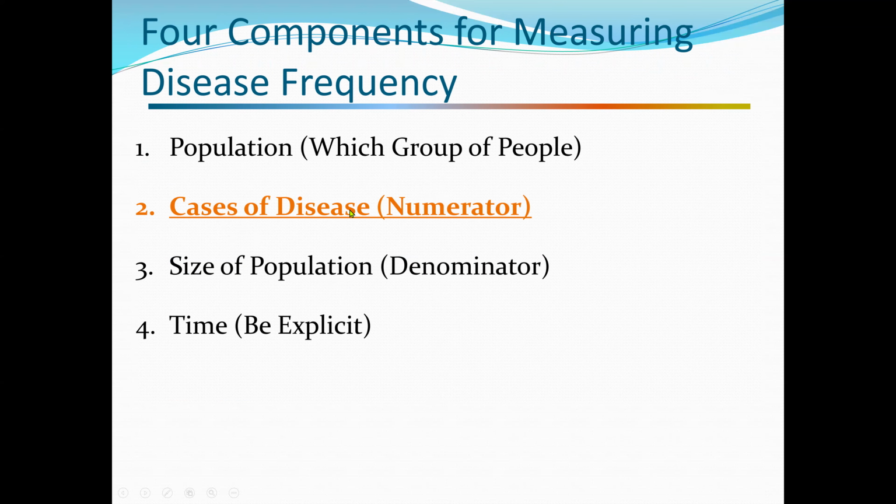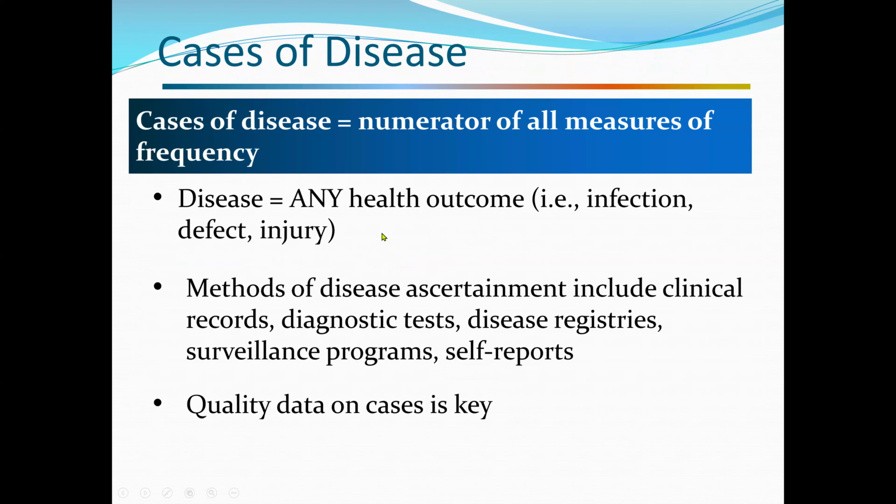The next would be the cases of disease. So we say the cases of disease is normally the numerator of all the measures of frequency. Disease can be any health outcome. Examples can be infection, cancer, injury, defect, etc. So a disease will be any health outcome.